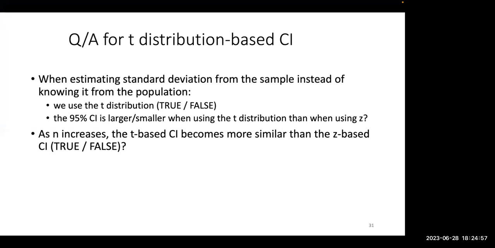Okay, question for t-distribution. When estimating a standard deviation from the sample, instead of knowing it from the population, we use the t-distribution. Yes. The 95% CI is larger when using the t-distribution than when using a z. We've just seen it, it's wider. So the t-distribution is wider, so the CI is actually larger. As the n increases, the t-based CI becomes more similar to the z-based CI. That is true. At 500, it's identical.